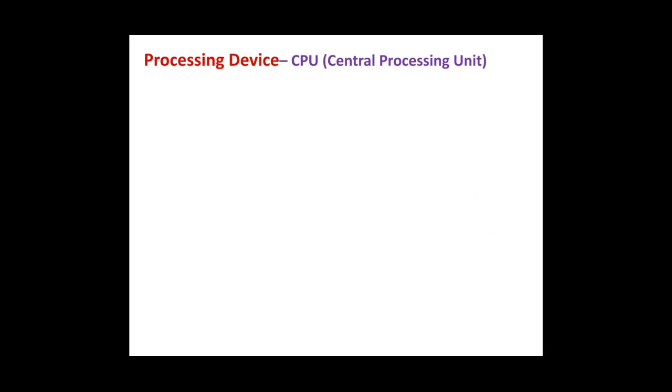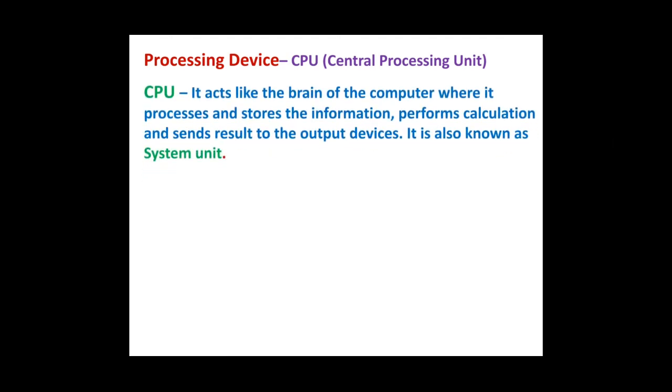So there is only one processing device, that is the CPU, Central Processing Unit. It acts like the brain of the computer, where it processes and stores the information. It performs calculations and sends the results to the output devices. Basically, it is controlling everything. It takes input from the input devices, processes it, and whatever results come, it sends to the output devices to display it.